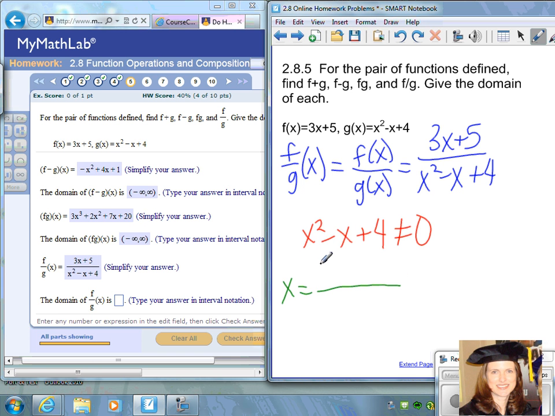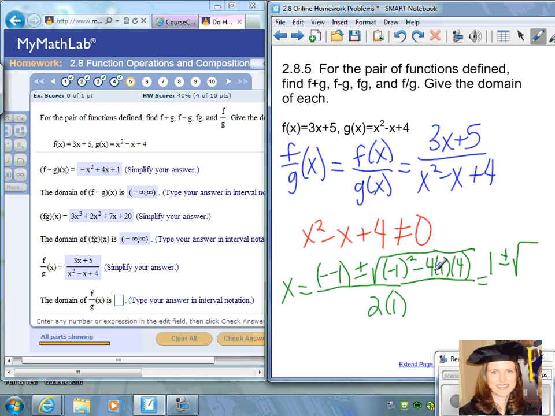And if we plug in the negative b, opposite of b, and b is negative 1, negative b plus or minus the square root of b squared minus 4ac all over 2a. And when you simplify this, you get 1 plus or minus the square root of 1 minus 4 times 1 times 4. It's 1 minus 16, which is a negative 15, over 2.